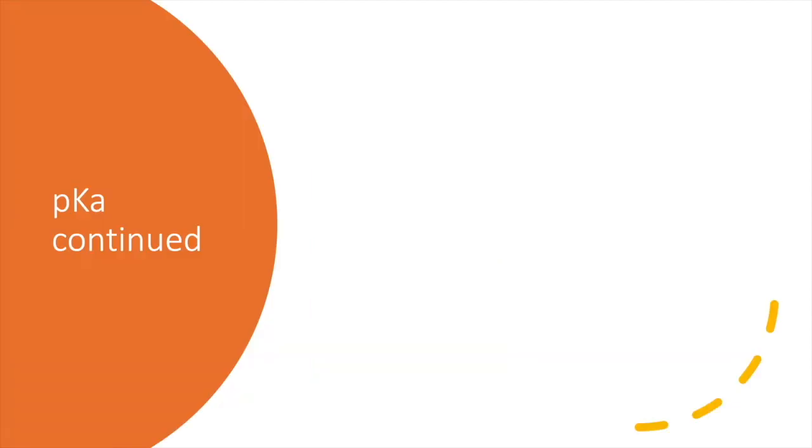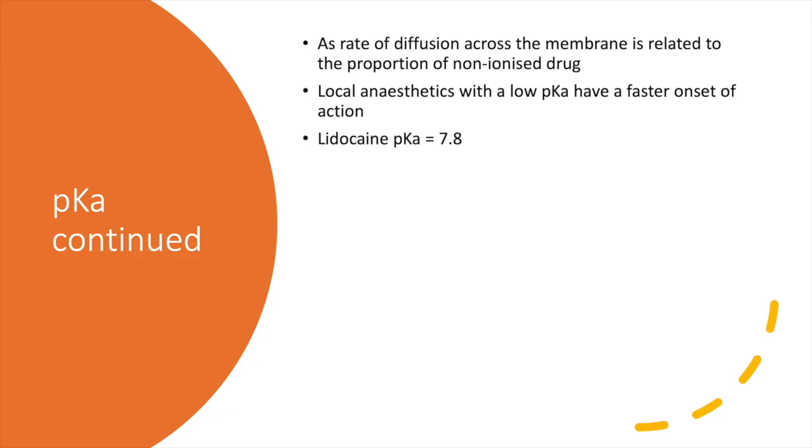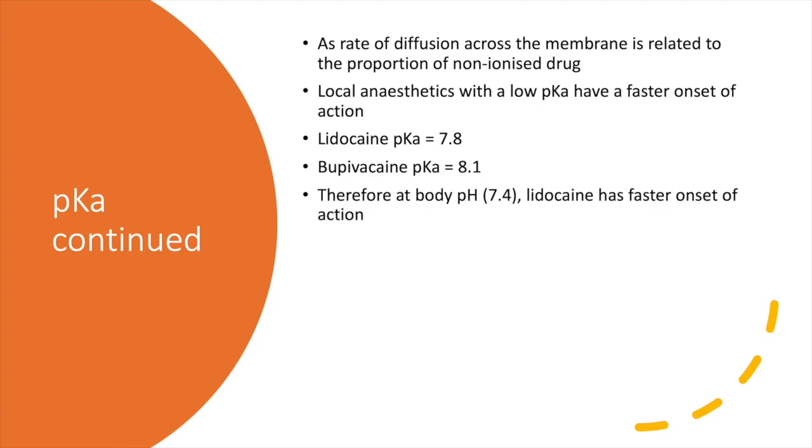Well, the first thing to say is that we know that the rate of diffusion across the membrane is directly related to the proportion of non-ionized, or unionized, drug. In order for the drug to get through the lipid bilayer, it needs to be unionized. Local anesthetics, therefore, with a lower pKa have a faster onset of action. Lidocaine has a pKa of 7.8, whereas Bupivacaine has a pKa of 8.1. And because at body pH, Lidocaine's pKa is closer to the pH of 7.4, Lidocaine has a faster onset of action.